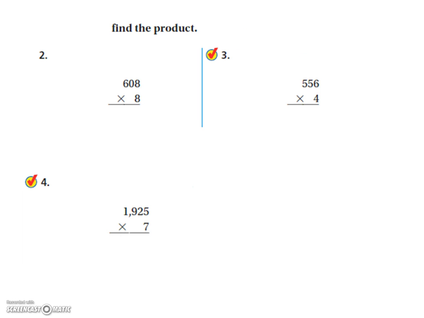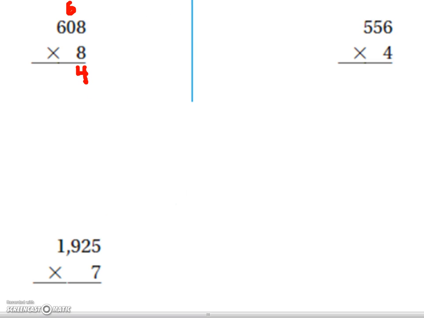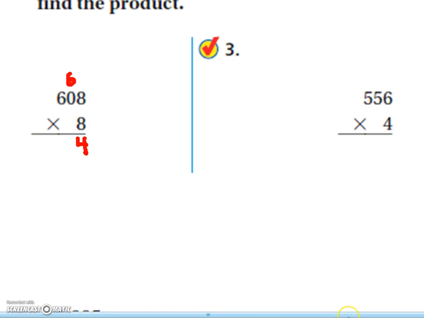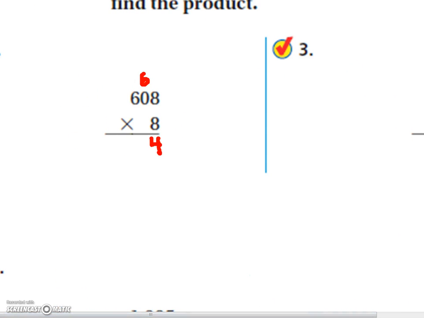So let's do some examples. We have 608 times 8. Now 8 times 8 is 64. Once again, if we don't know our math facts, we write down our 8's tables by adding 8. Let me zoom in a little on this. Excuse me, 8 times 0 is 0, plus 6 is 6. 6 times 8 is 48.